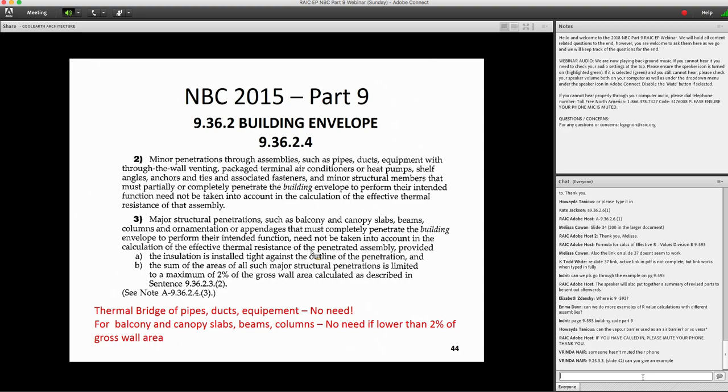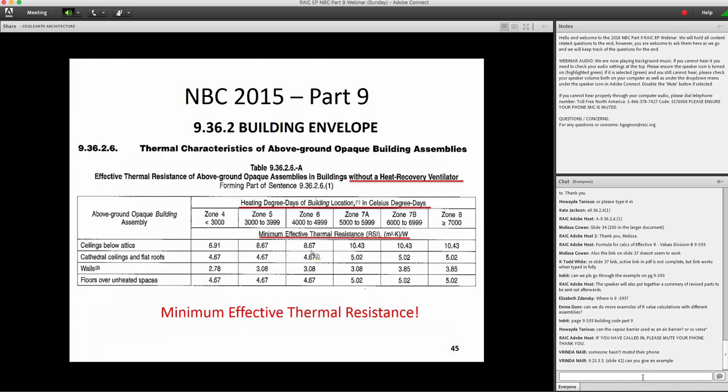Okay? So for those things, if we have less than 2%, we don't need to calculate the thermal bridging. I took one table. There are a few tables in the code. I took this table to calculate for the requirements of the minimum effective thermal resistance of above ground opaque assemblies. So as the code is telling you, these are the effective thermal resistances, you need to calculate the effective R values or U values.